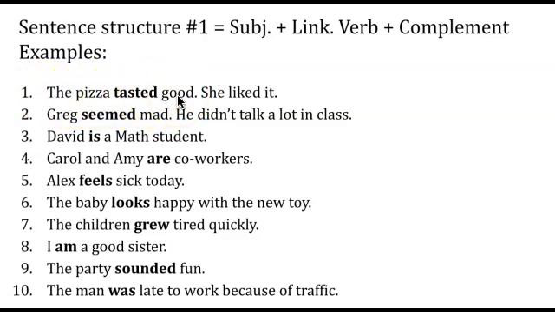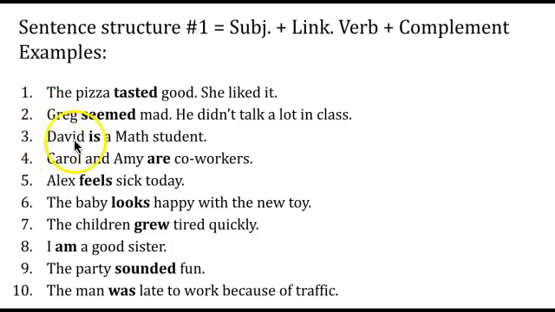Let's look at sentence number 2. Greg seemed mad. Greg, subject, seemed is a linking verb because it's connecting the subject to this adjective here, the complement, which is explaining, describing Greg. So in this sentence, Greg seemed mad. Again, we only have one noun, the subject. Everything in the sentence is about the subject.